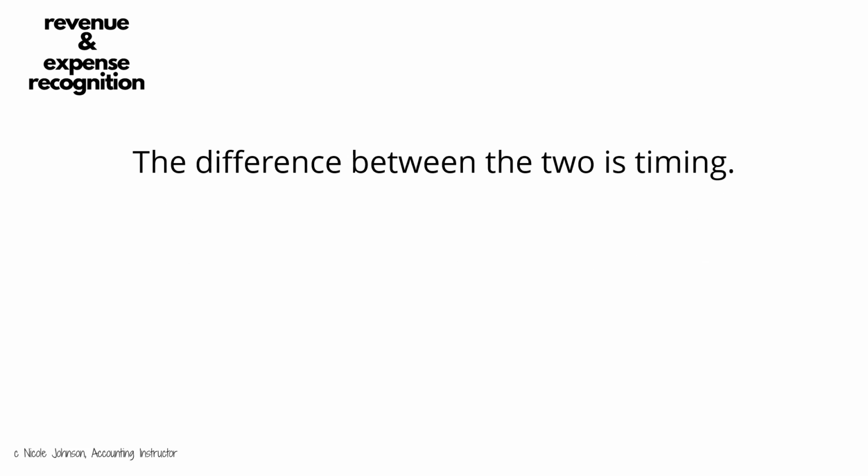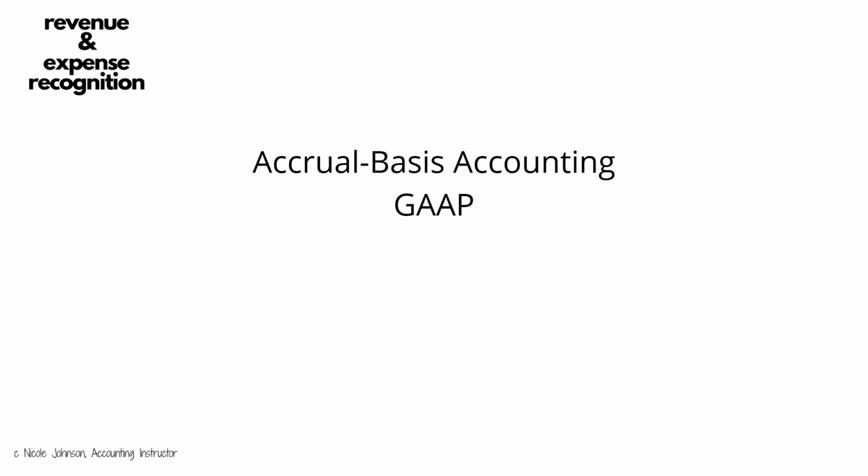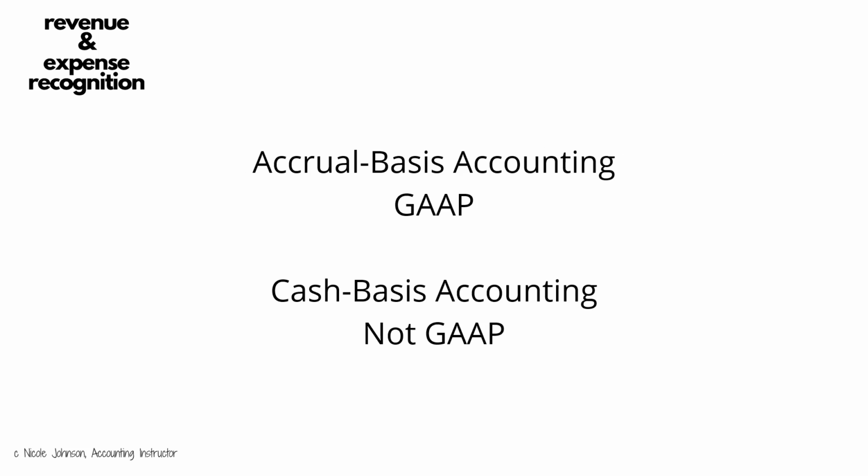The difference between the two is going to be timing and one other thing. Accrual basis accounting is compliant with GAAP. Cash basis accounting is not.